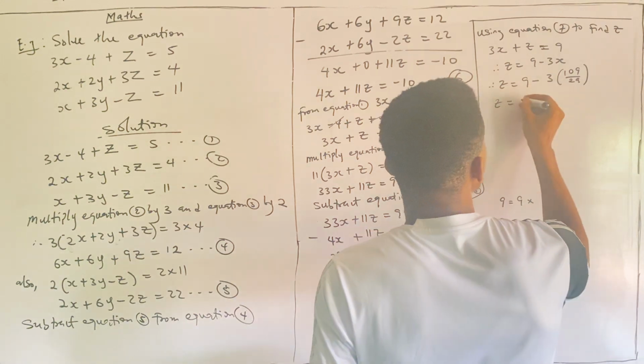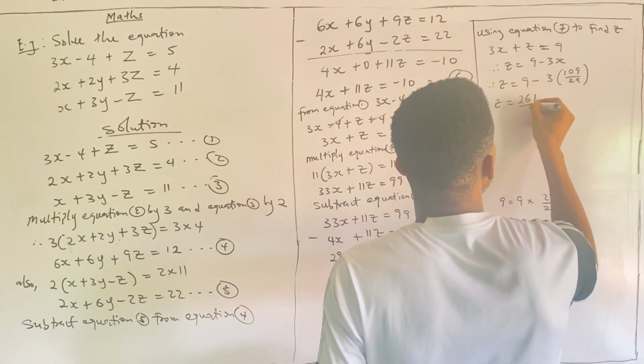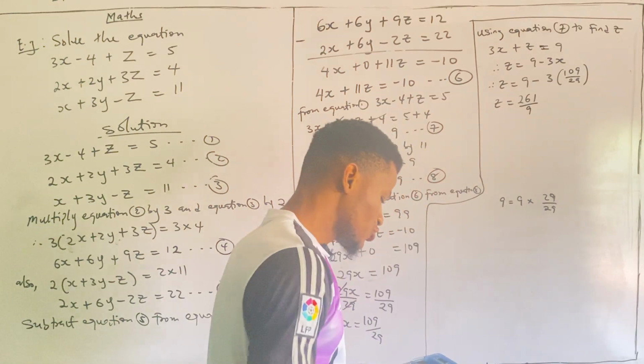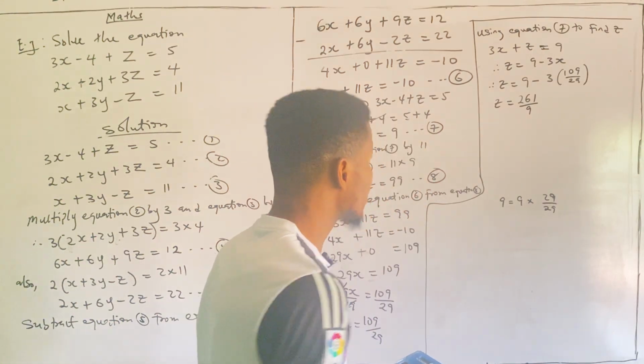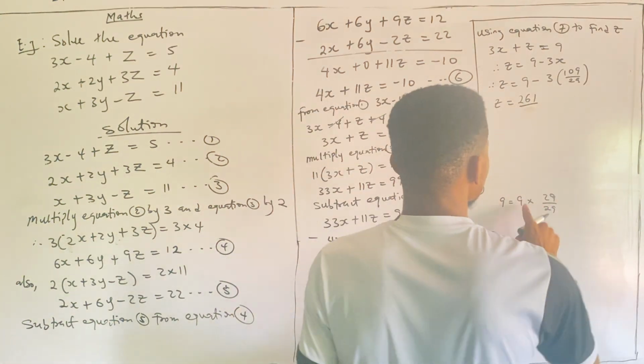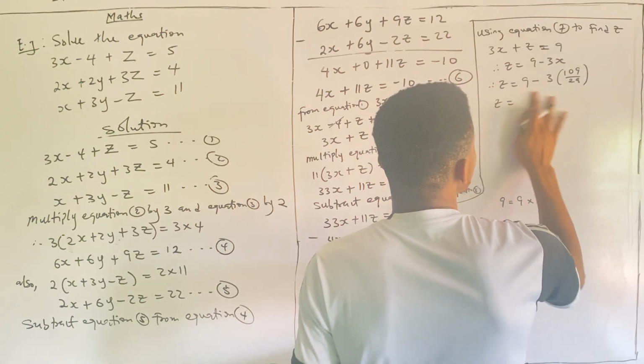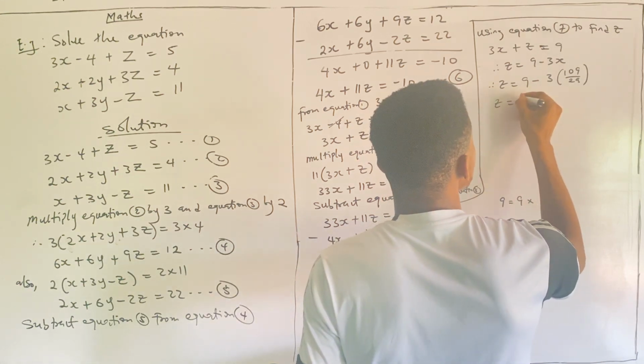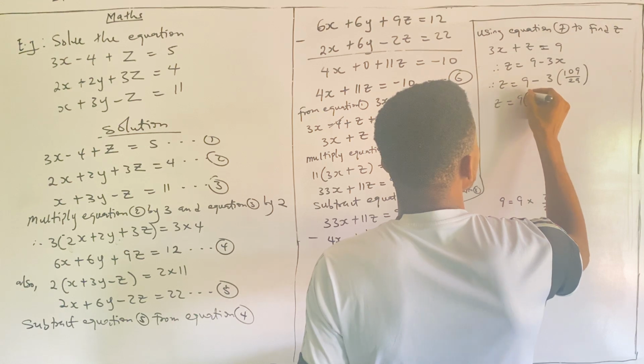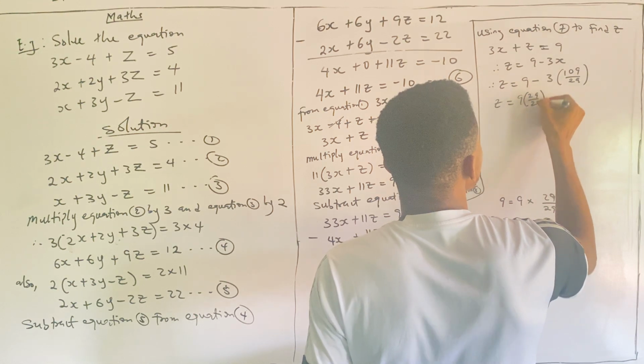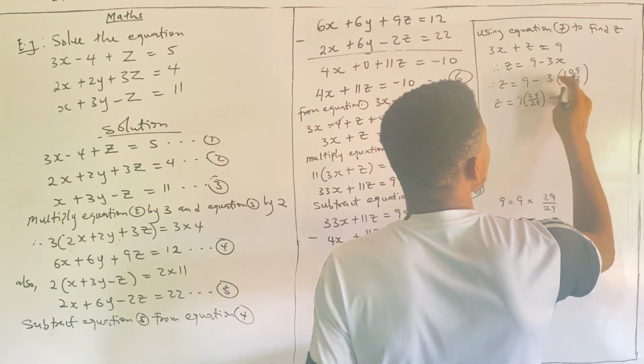So we can replace 9 with 261 over 29. Now, let me do it this way so that there won't be confusion. So this is 9 into 29 over 29. Then minus, we can open a bracket here.